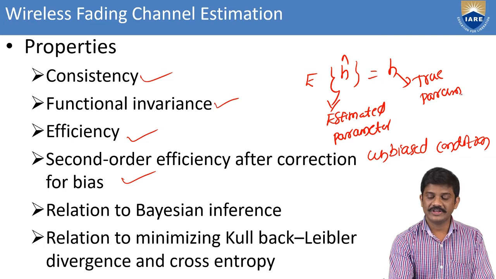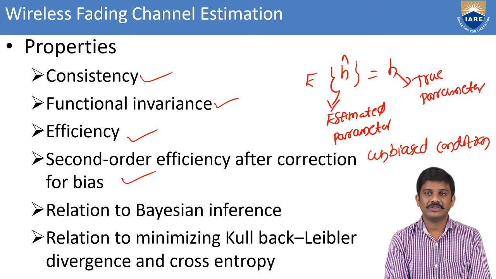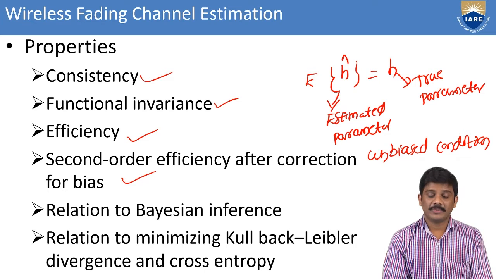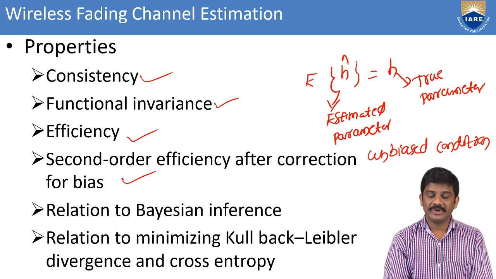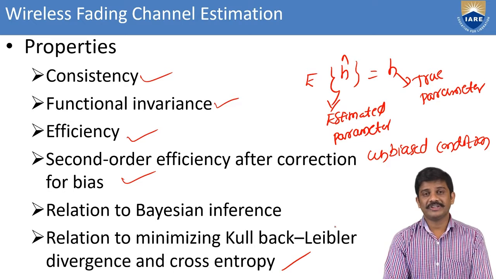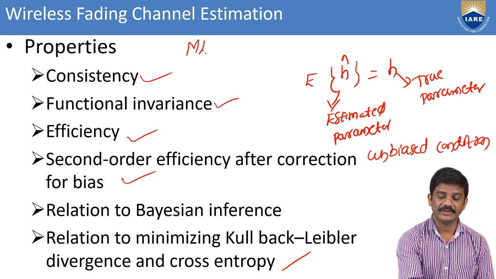Okay, this one is a true parameter. Whenever you consider those two, then we can go with the unbiased condition. But in this one, we can find out the second order efficiency after correction of the bias, the relation to Bayesian inference, and relation to minimizing the Kullback-Leibler divergence and cross entropy. These are the properties. What are the properties for the maximum likelihood estimator, that is MLE?